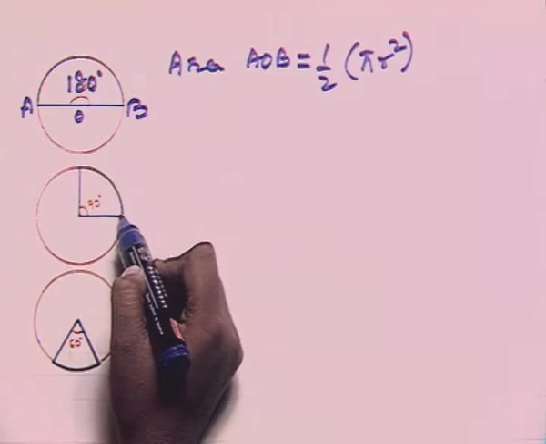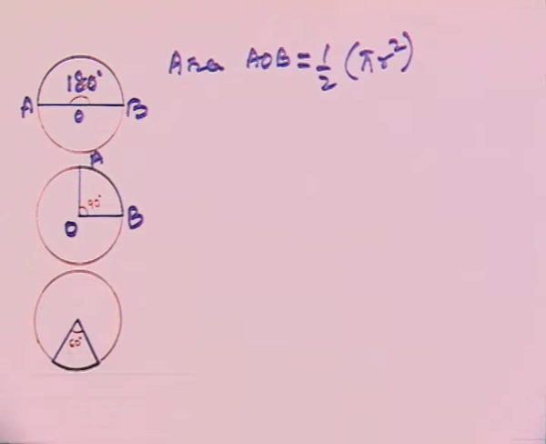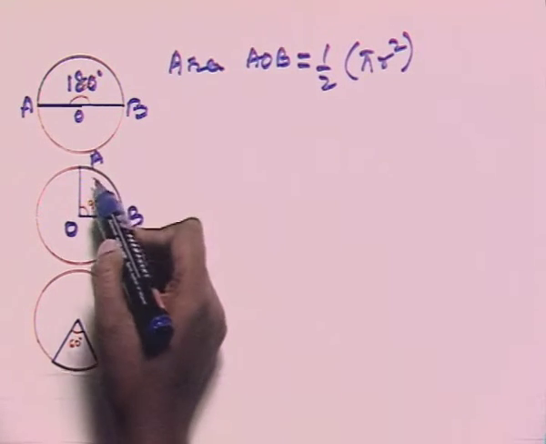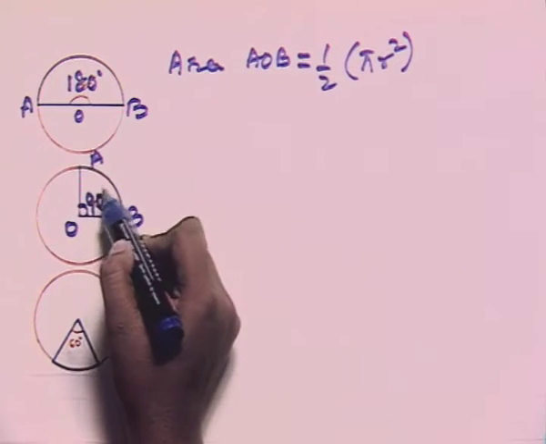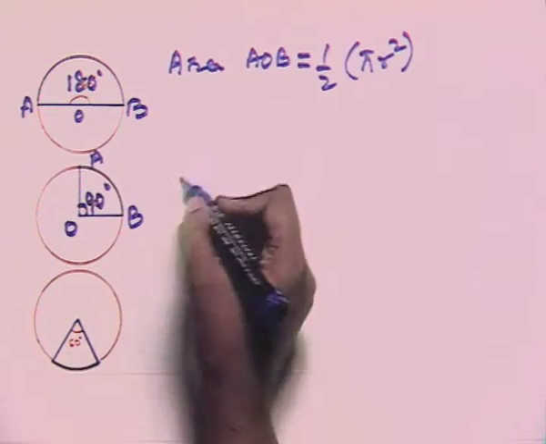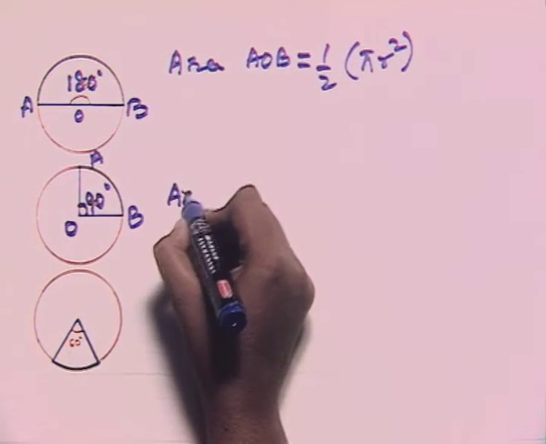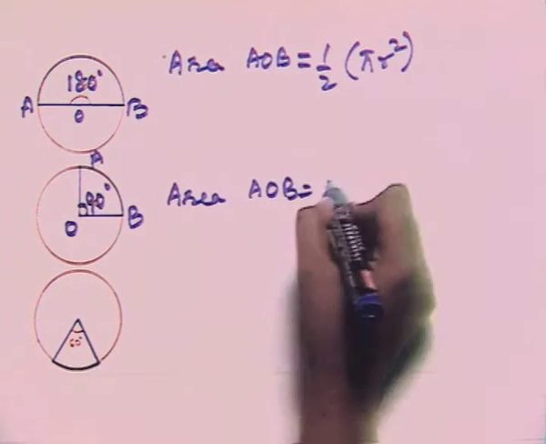Similarly, can you tell what will be the area of this sector AOB? Again, since this sector is making an angle of 90 degree at the center, therefore, this is 1/4 of the whole circle, and hence its area will be equal to 1/4 into pi r square.